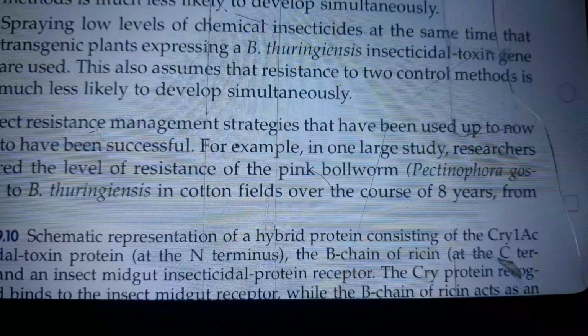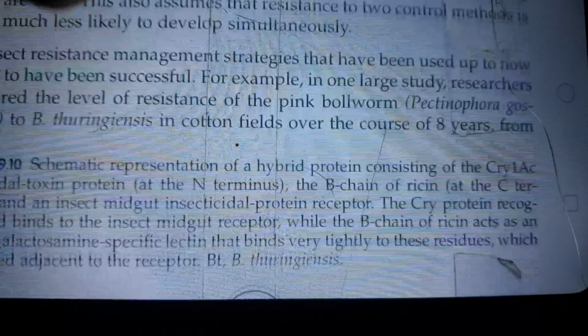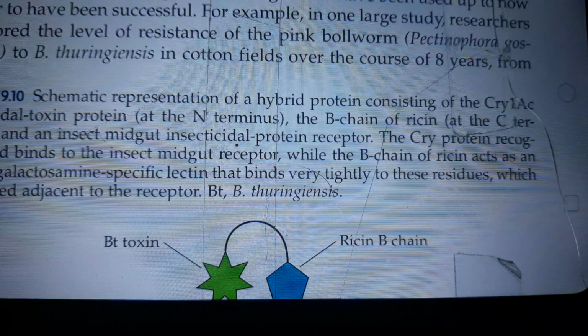And the last point would be spraying low levels of chemical insecticides at the same time the transgenic plants expressing the B. thuringiensis insecticidal toxin gene are used. This also assumes that resistance to control methods is much less likely to develop simultaneously. The insect resistance management strategies that have been used up to now appear to have been successful.